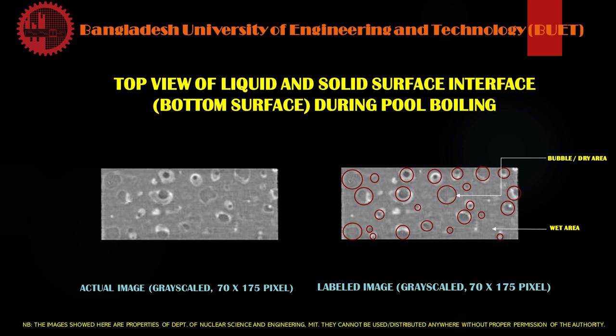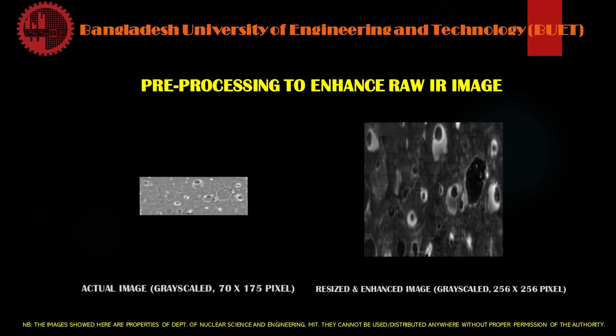So these are actual images and these are grayscaled, and they are 70 times 175 pixels. So you can see the size comparison, which is the actual image, which is grayscaled, and corresponding pixels shown here. And when we did the experiment on these images, we actually resized these images and enhanced them as well.